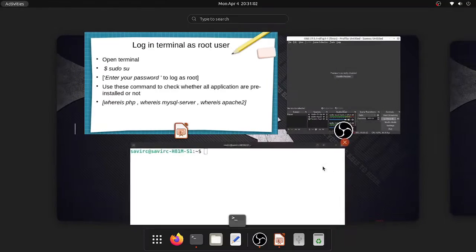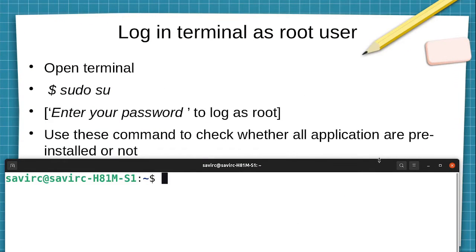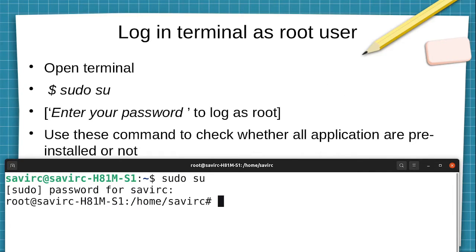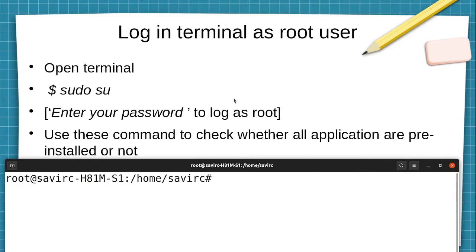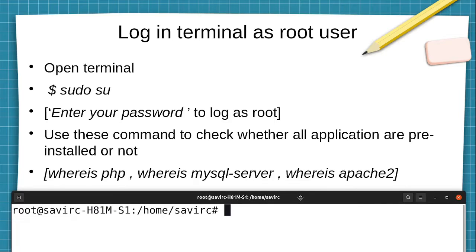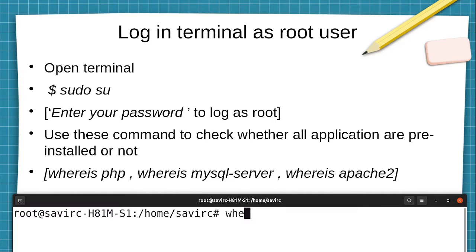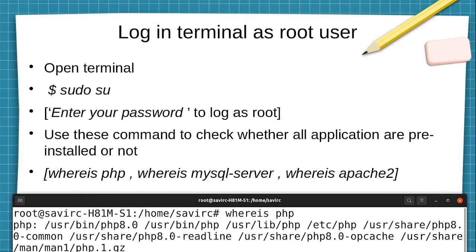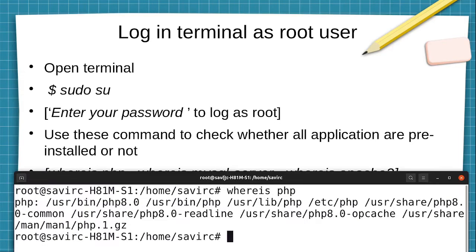Actually PHP comes pre-installed in many operating systems like Kali Linux and Linux Mint. If you want to check whether PHP is pre-installed or not, log in to the terminal as root user and type whereis php, whereis apache2, and whereis mysql-server. This command will list the directory where the program has been installed. In my case, PHP is pre-installed.